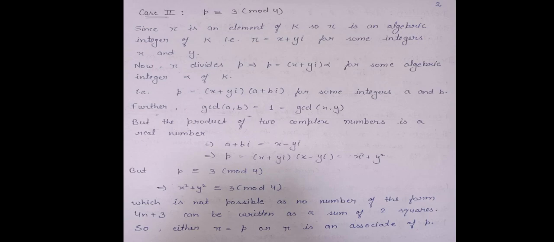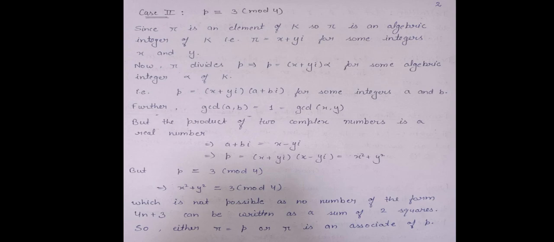Since π is an element of K, π is an algebraic integer of K. That is, π = x + iy for some integers x and y. Now π divides p, so p = (x + iy)α for some algebraic integer α of K. That is, p = (x + iy)(a + ib) for some integers a and b. Now further, GCD(a, b) = 1 and GCD(x, y) = 1. But the product of two complex numbers is a real number. That is, a + ib = x - iy.